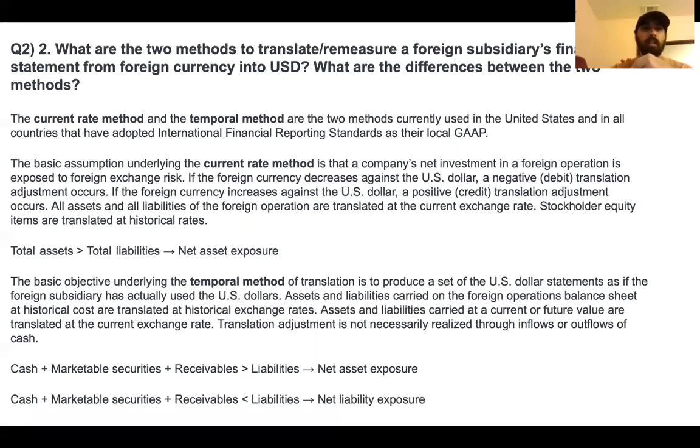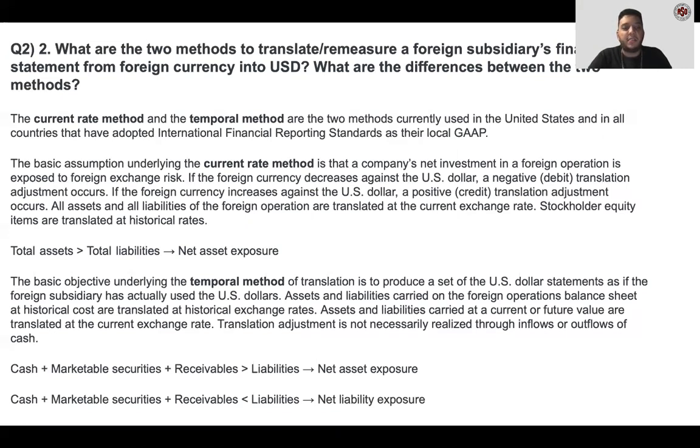All assets and liabilities of foreign operations are translated at the current exchange rate. Stockholders' equity items are translated at historical rates. Total assets greater than total liabilities leads to net asset exposure.